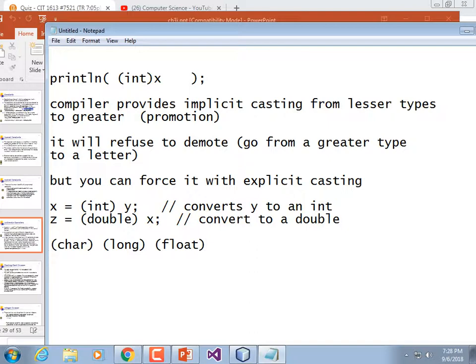You cannot cast to a string, though. Well, I won't say that, but you can't cast a number to a string. You have to convert it via some other process. And you can't cast a string to a number. It instead has to be parsed. You can't cast from a string to a number or vice versa. Instead, you have to parse.